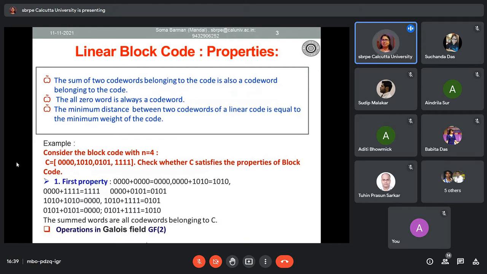And the code contains the all-zero word; it is always in the code. That means if S is a set and within the set S there are subsets S1, S2, S3 up to Sn, then any of the code words, either S1 or S2 up to Sn, must contain the all-zero word.